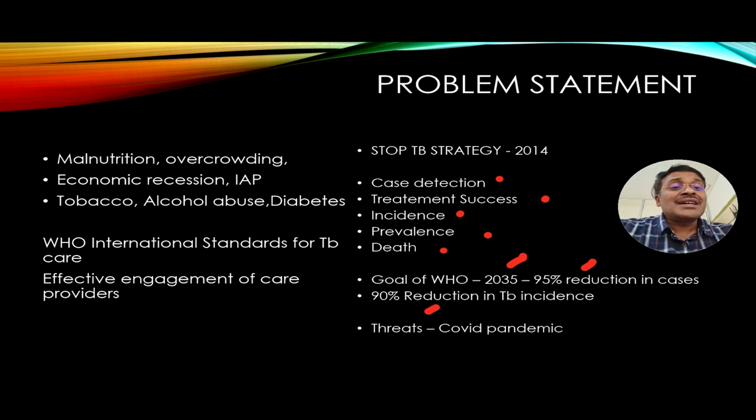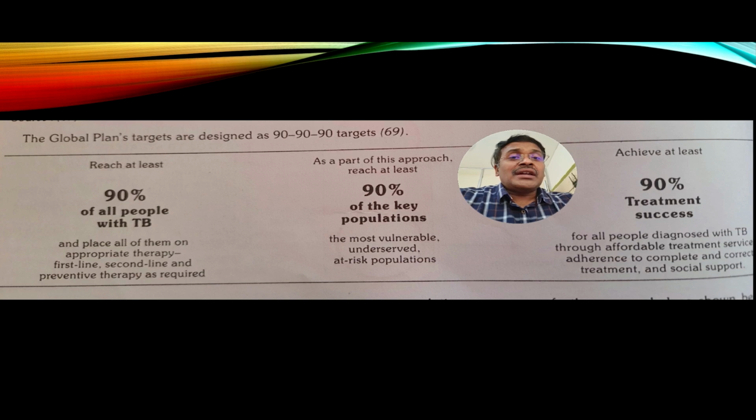But what are the threats? Like the COVID pandemic poses a very big threat to tuberculosis control in our world. Whenever you write about global plan targets, you have to write about the 90-90-90 target.